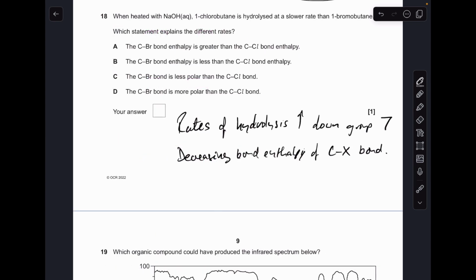Number 18, just a quick reminder of the trend. The rate of hydrolysis for the haloalkanes increases as you go down group 7, and that's due to the decrease in bond enthalpy of the carbon-halogen bond. So D and C are straight out because it's got nothing to do with polarity. And then reading through statements A and B, B is the right answer. C-Br bond enthalpy is less than the C-Cl bond enthalpy.